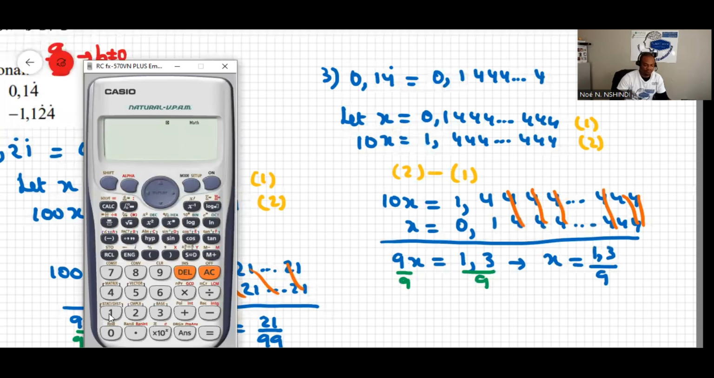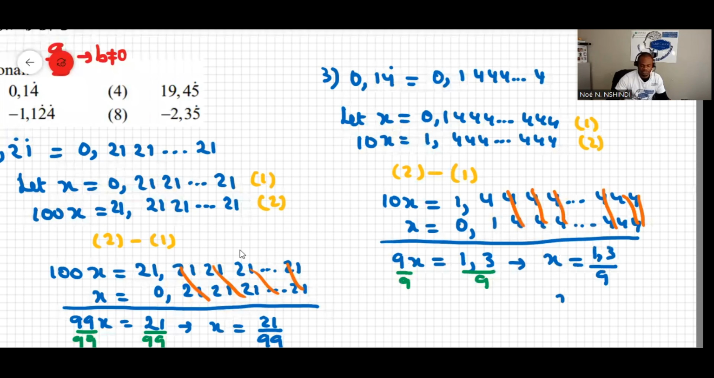Now let's use a calculator. If I do 1.3 over 9, this is equal to 13 over 90. If I press the S-D button there, it's 0, 1 and then 4 recurring. So this is x equal to 0, 1 and then 4 recurring, and this can be written as 13 over 90. It's the same thing. So the fraction is 13 over 90. We times by 10 the denominator to get an integer there. Okay, let's move on.